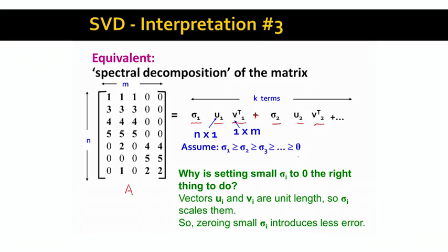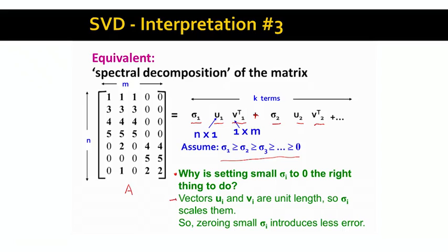And as I said before, we are assuming that first we already know that singular values sigma are greater than 0, and we are also assuming now that they are sorted. So, the question is, why is setting small sigmas to 0 the right thing to do? And the way we think about this is the following, right?